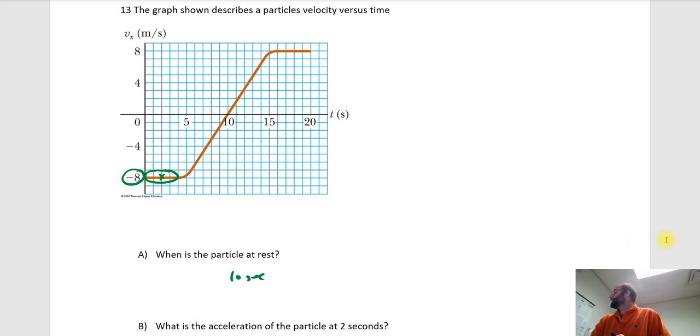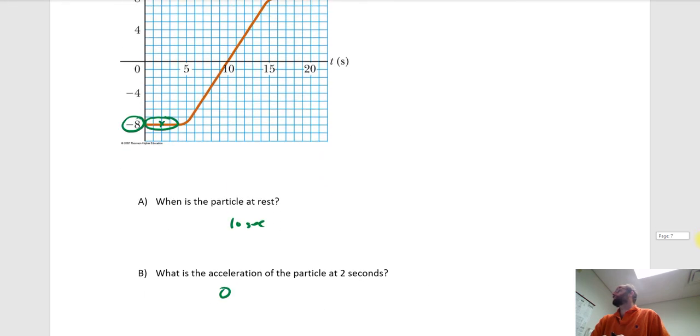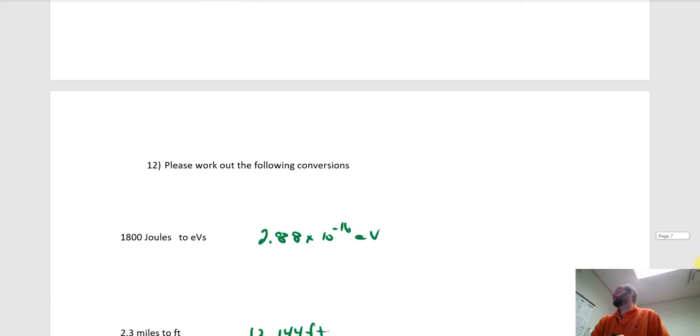The questions about acceleration are about slope. That's probably enough about these. Oh, the how far. Okay, so on a velocity graph, the how far questions are area questions.